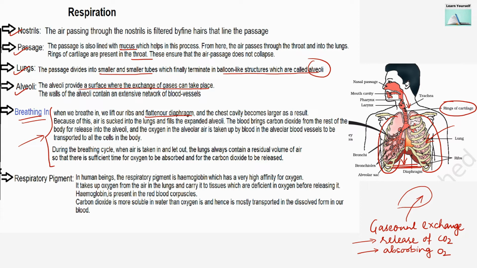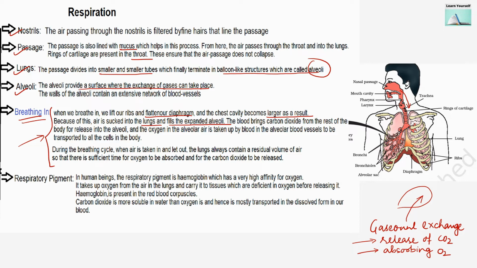Here you can see that the diaphragm is up. It will get flattened. It will come down once the lungs are filled with the air, and the chest cavity becomes larger as a result. Because of this, air is sucked into the lungs and fills the expanded alveoli.